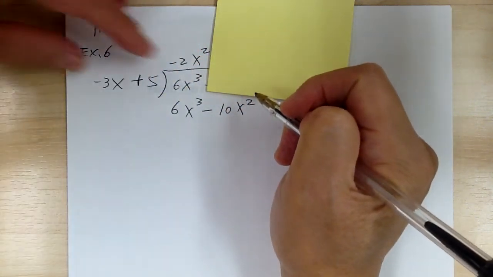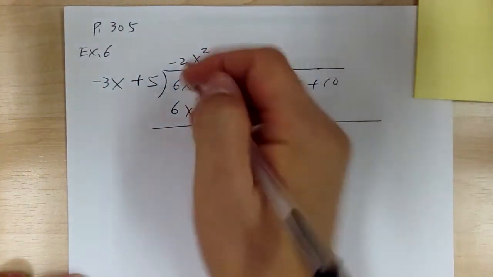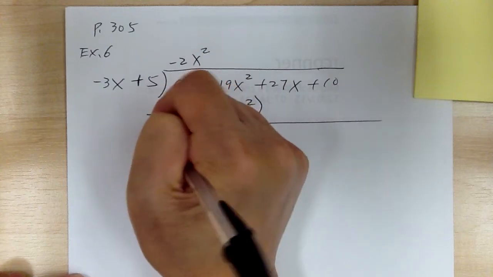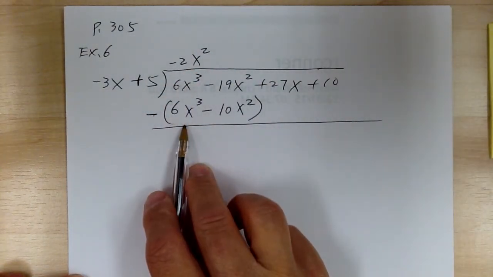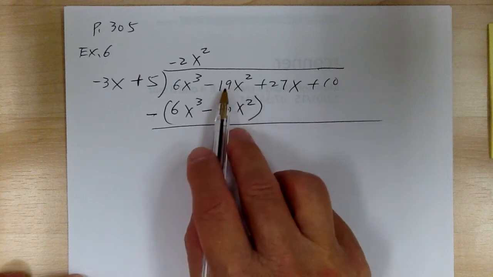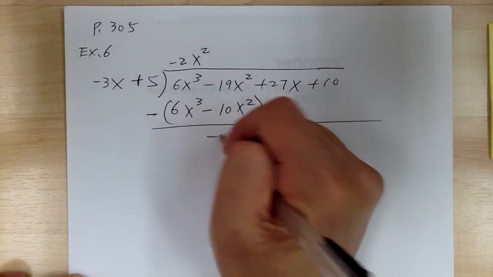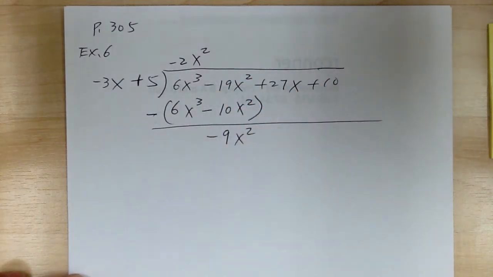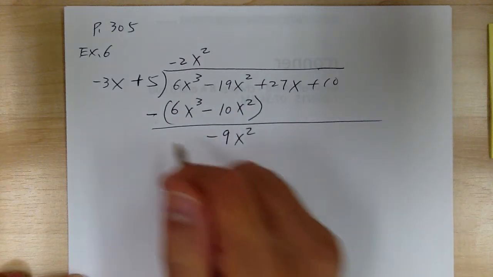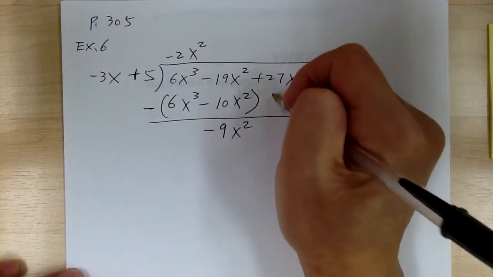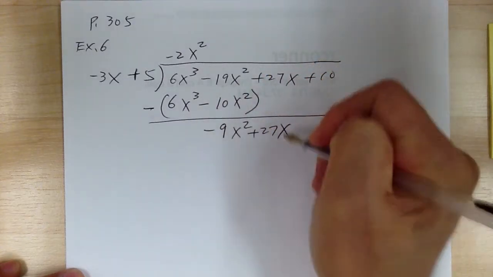You just multiply, distribute, right? So draw the line, put parentheses around that, subtract. Again, the first term will always cancel out, no exception. Then you go to the second one. So negative 19 minus negative 10 will give you negative 9. Again, if you're not good with mental math, get your calculator and subtract. Then you drop the next one. After you subtract, you drop the next one.